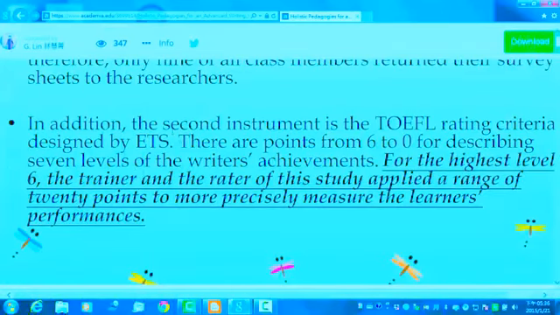In addition, the second instrument is the TOEFL rating criteria designed by ETS. There are points from 6 to 0 describing 7 levels of writers' achievements. For the highest level 6, the trainer and the rater of this study apply a range of 20 points to more precisely measure the learners' performances.